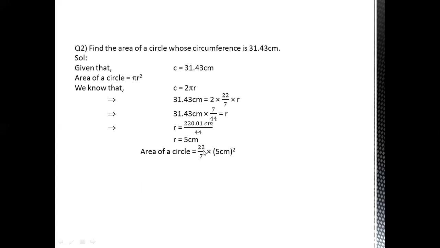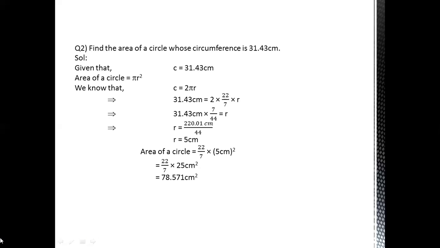Pi r square. So pi is 22 by 7. R is 5 centimeter whole square. So 5 square is 25. 25 multiplied with 22 divided by 7. Look, 25 centimeter square, so it is multiplied with 22 and divided by 7. So we get 78.571 centimeter square.